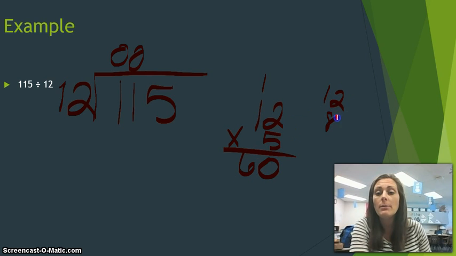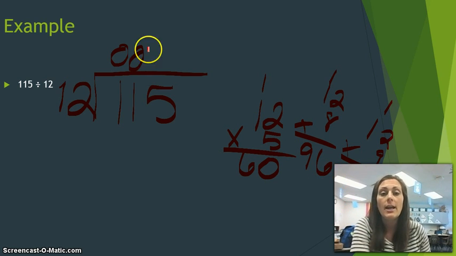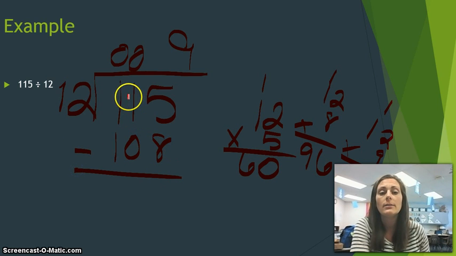So you're going to take 12 times another number. 8 times 2 is 16. 8 times 1 is 8 plus 1 is 9, so 96. Now if I added 12 to 96, or did 12 times 9, I would be able to see if it's going to be 8 or 9 times. And that's 108. So 12 is going to go into 115 9 times. And 9 times 12 is 108.